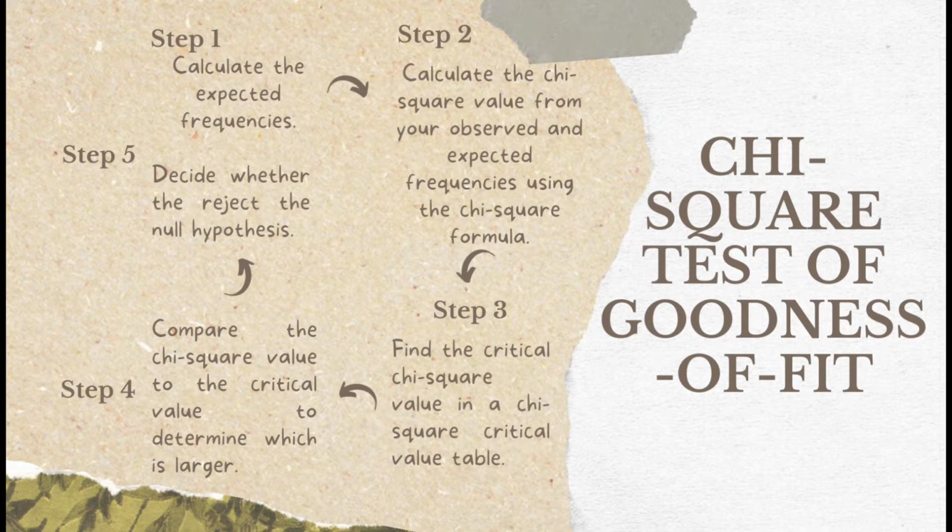If the x squared value is greater than the critical value, then the difference between the observed and expected distributions is statistically significant. On the other hand, if it is less than the critical value, then the difference is not statistically significant.